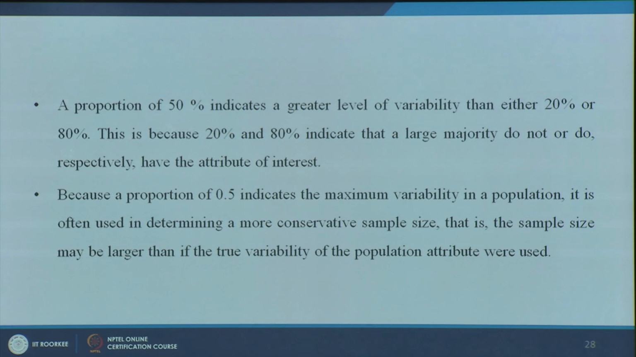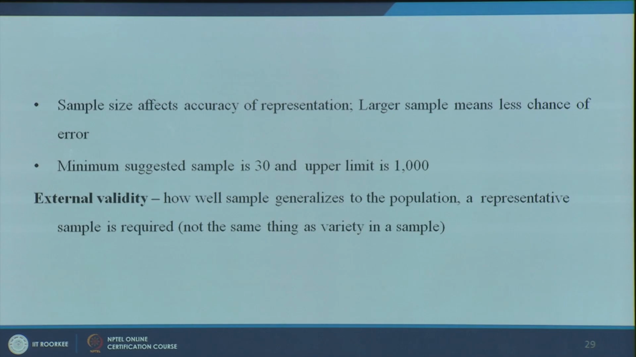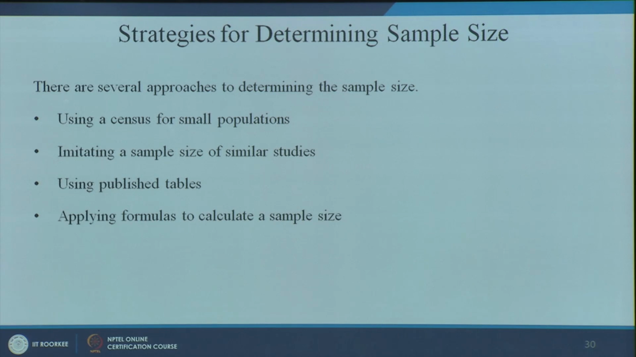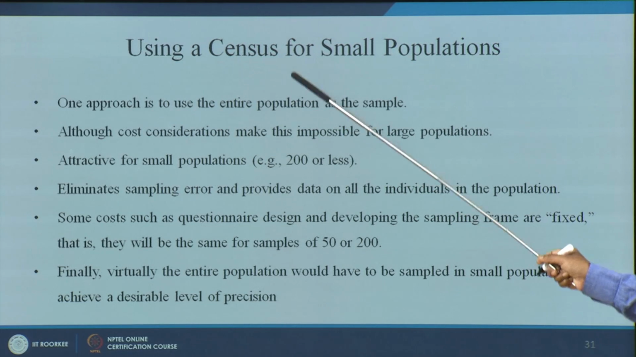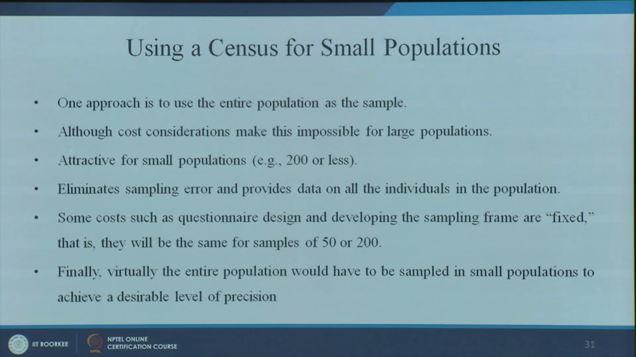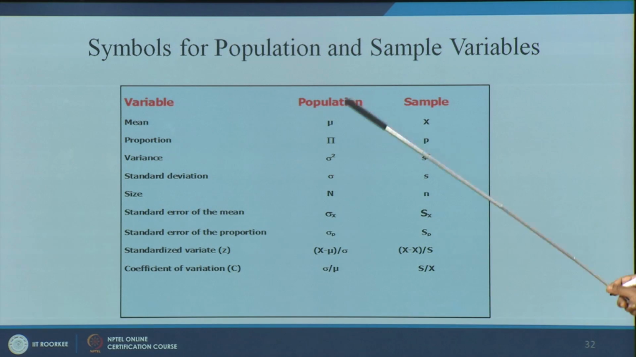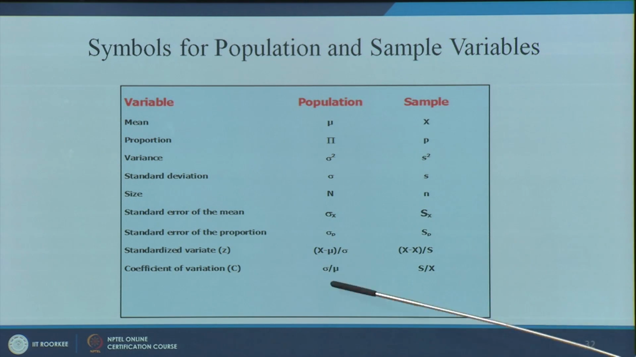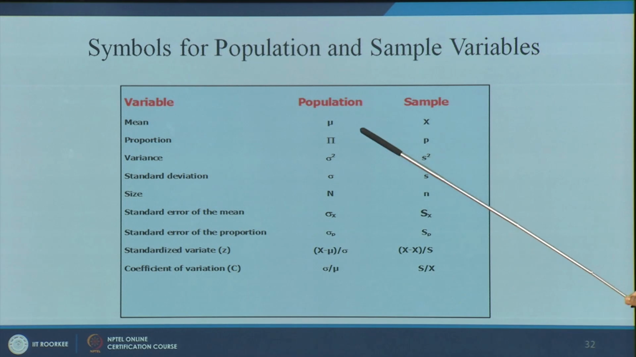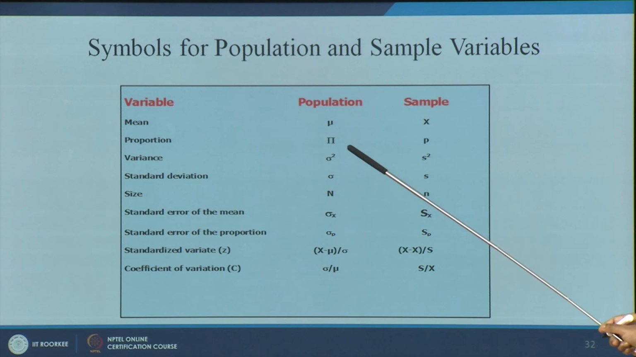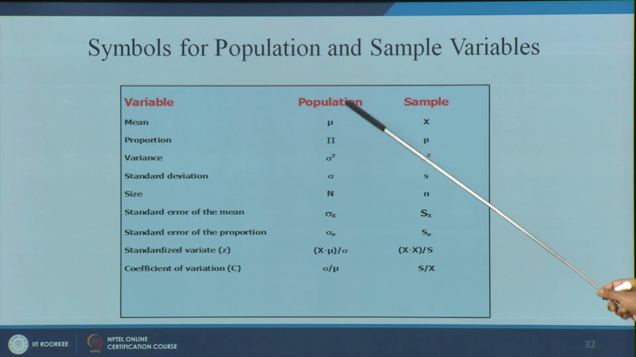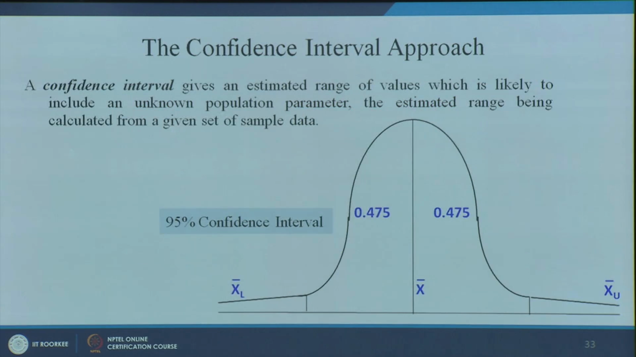So, let us take a problem. As I said, using a census is not required, because a census is something everybody understands, it is a very costly thing, so it is not desirable. Let us see the notations used for population and sample first of all. In population, in terms of mean, we say mu x, this is pi, this is p. These are some of the notations which you can go through later.